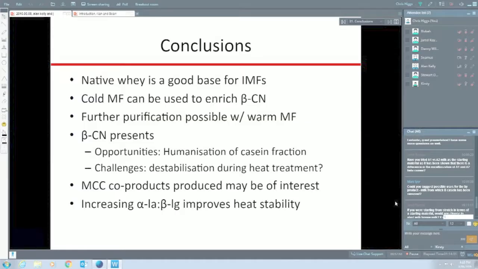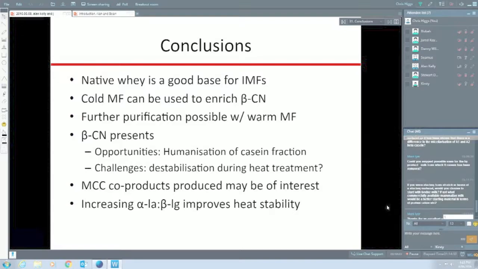I think we've covered all of Manny's questions, but there was one from Jared, and that was, if you were starting from scratch in terms of a starting material, would you choose bovine milk? Or if not, what commercially available mammalian milk would be a better starting material? And clearly, in this case, the interest would be in any commercially available milks that have higher levels of alpha-lac, lower levels of beta-lac, and possibly higher levels of beta-casein to start with, which would make it easier, essentially.